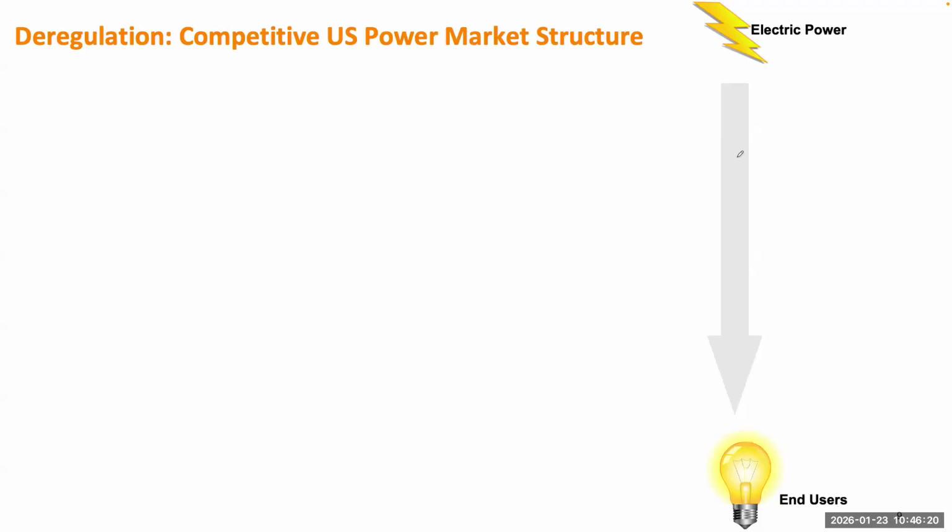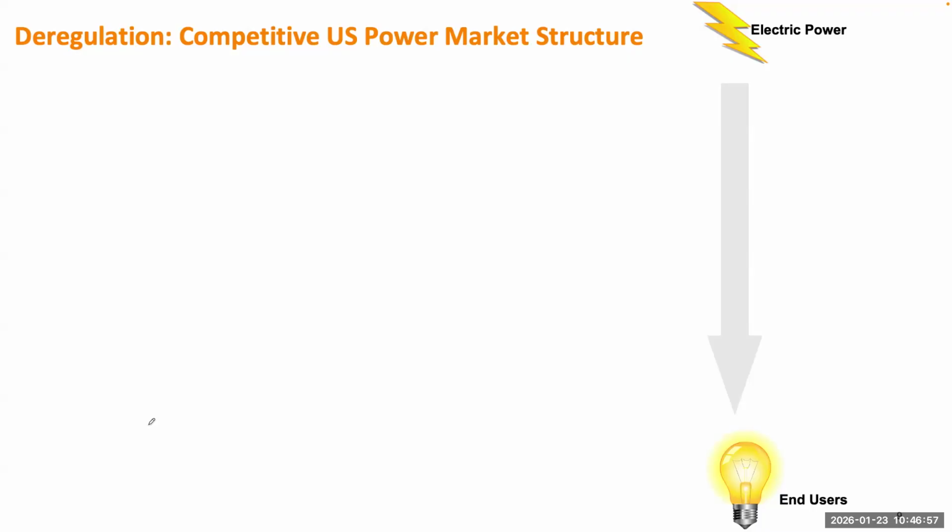Deregulation is about the competitive U.S. power market. So what does deregulation really mean? I have some generators generating electric power at some location, and I have some users who want to use the electricity. In a fully regulated power system, there's one company who owns the generator and then connects to the transmission. So basically they own everything in the previous slides, right? The whole structure, all four parts of the system.